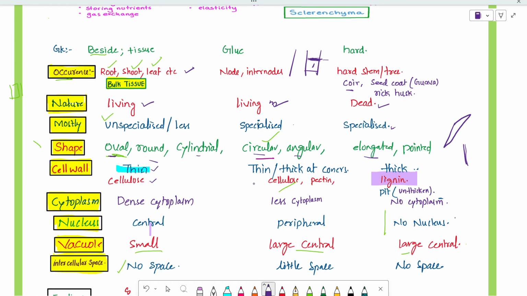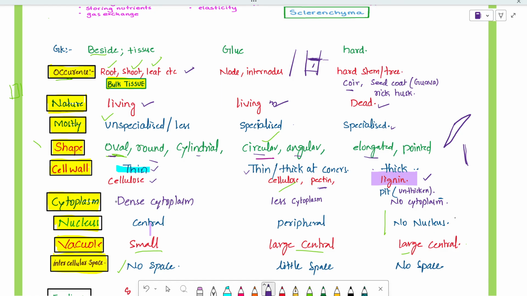Okay. Whereas in the collenchyma, it is thin, but in some cases at the corners it is thickened by a special deposition. An additional chemical material, pectin. It is a very important point. The pectin is an additional material because of which the corners get thickened. Next one, we have the thick one, that is sclerenchyma. It is again thicker when compared to the other two tissues. The cell wall will be thick because of deposition of lignin.